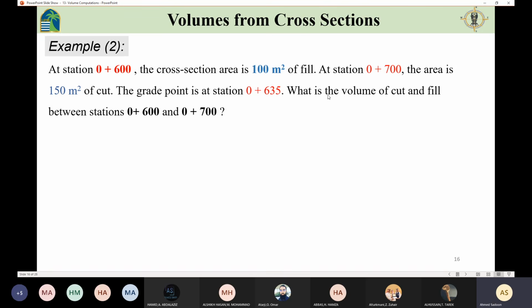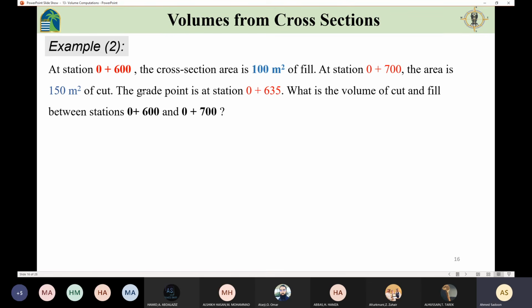And he asks, what is the volume of cut and fill between this station and that station? So first, we are going to determine the volume of the fill, and then we are going to determine the volume of the cut.